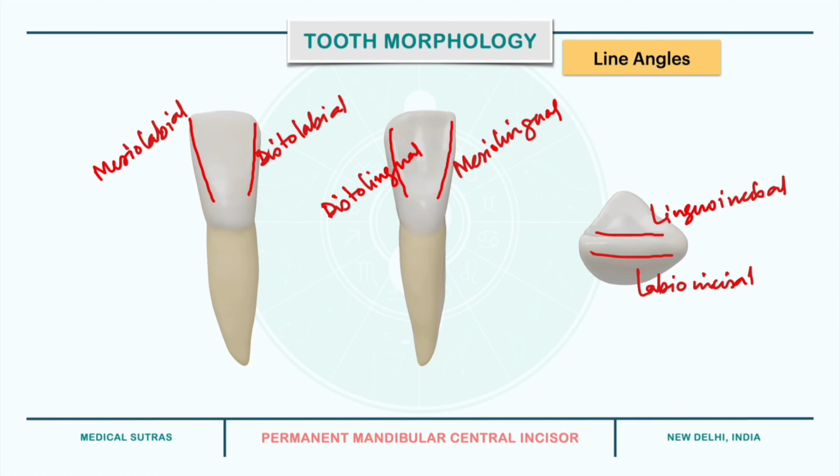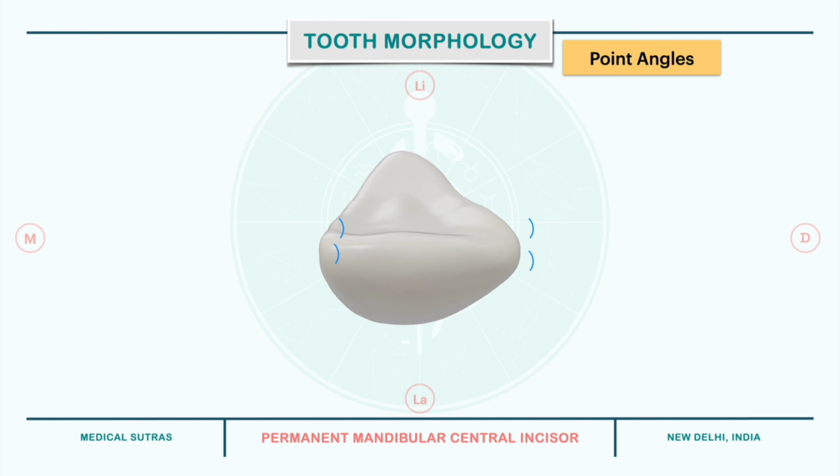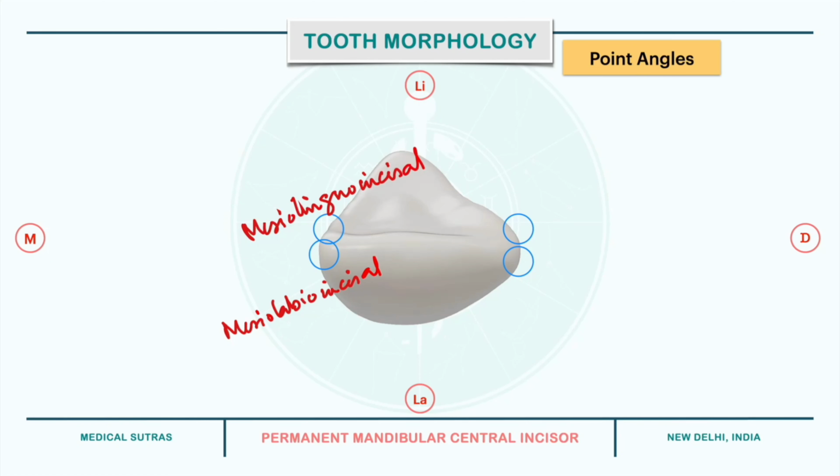Next, the tooth presents 4 point angles. These include mesiolabioincisal, mesiolinguoincisal, distolabioincisal, and distolinguoincisal. Now let's study the tooth morphology in more detail from different aspects.